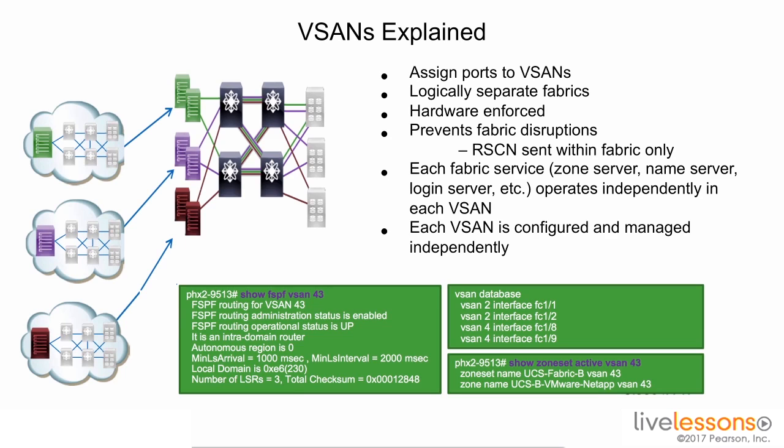So as you can see in the lower right corner, we go to our VSAN database, which is similar to our VLAN database, and we create the different VSANs, for instance VSAN 2 and VSAN 4, and then we go ahead and assign ports to those VSANs. So each VSAN is configured and managed independently.